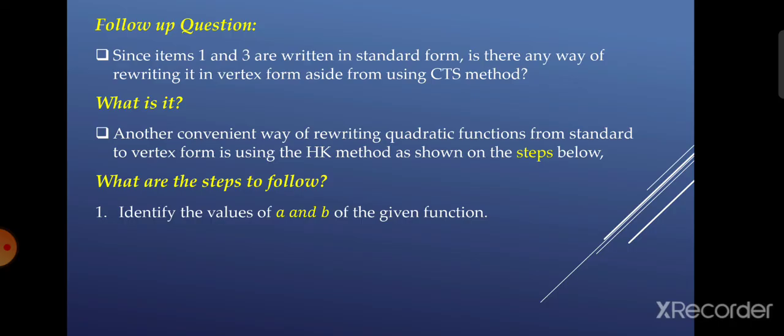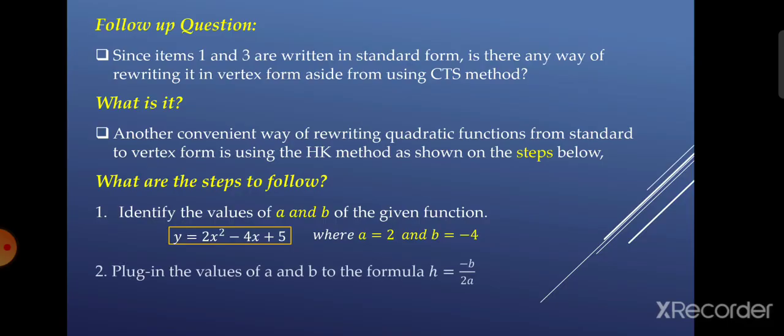First, identify the values of a and b of the given function. Example, the given equation is y equals 2x squared minus 4x plus 5. So what are a and b? A is 2 because it is ax squared, so a is 2 since it is 2x squared. Then b is negative 4 because the bx term is negative 4x. So b is negative 4.